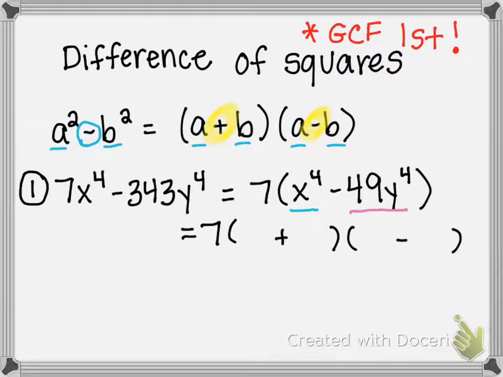So x to the fourth, when we break that down, is going to give me x squared. So I'm going to put x squared in the same spot x to the fourth would be. And then I'm also going to break down 49. So the square root of 49 is going to be 7 and 7. And y to the fourth, the square root of y to the fourth is going to be y squared. And there's my difference of squares.